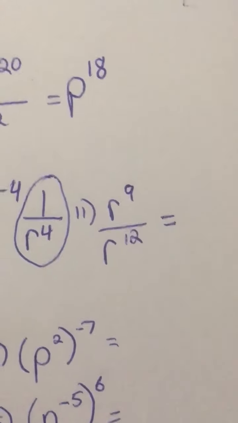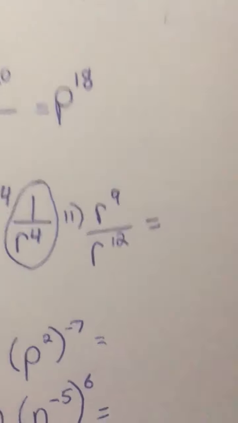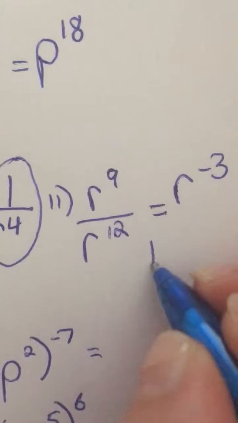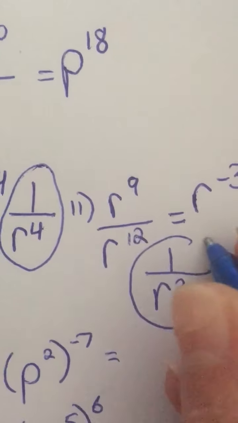So one more, r to the 9th over r to the 12th. So we're going to do 9 minus 12, which is negative 3. And then to make it a positive exponent, we're going to just put it on the bottom with 1 on the top. 1 over r to the 3rd.